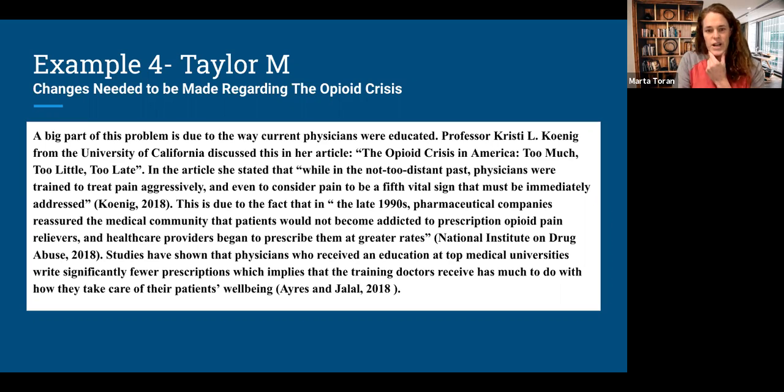And then there's another claim about how physicians that come from top medical universities actually wrote fewer prescriptions. So the training that they receive seems to be more efficient in reducing the opioid epidemic. And the study for that is Ayers and Jalal 2018. So you can see how there are several claims in the evidence, where they found that this claim, what study made this claim and supported this claim. So where can you find more evidence about it?